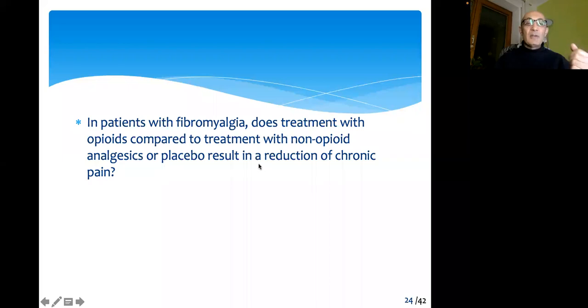Next question: In patients with fibromyalgia, does treatment with opioids compared to treatment with non-opioid analgesics or placebo result in reduction of chronic pain? Is it a foreground or background question, first of all? Of course, it is a foreground question. Yes, thank you. Then the P, patients with fibromyalgia, problem or patients. Treatment with opioids, intervention, compared with non-opioid analgesics, so other analgesics, so comparison, and the outcome is pain.